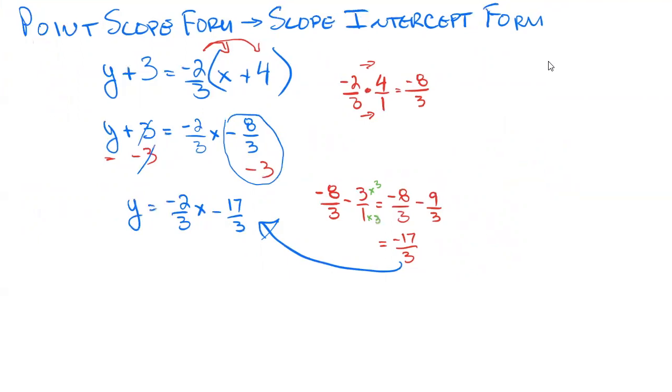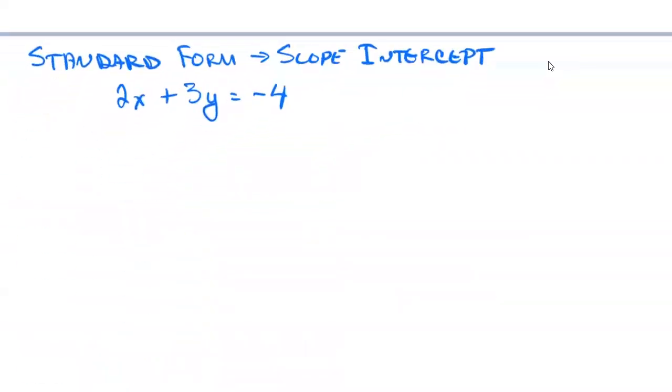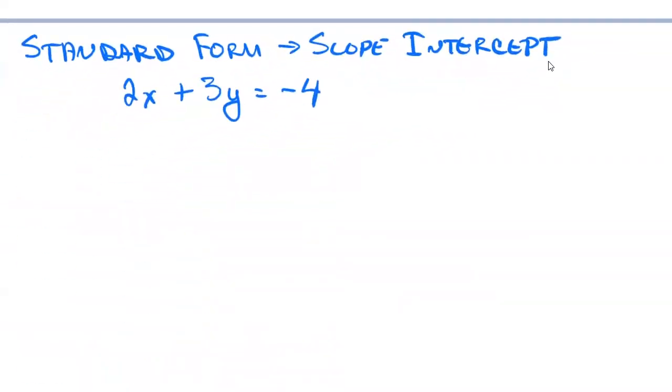And then we have our last form, standard form to slope intercept form. Just like this. So with standard form to slope intercept form, there's a few different ways you could do this, as long as you're isolating the y. So it depends on what you want to do. And depends on signs as well.